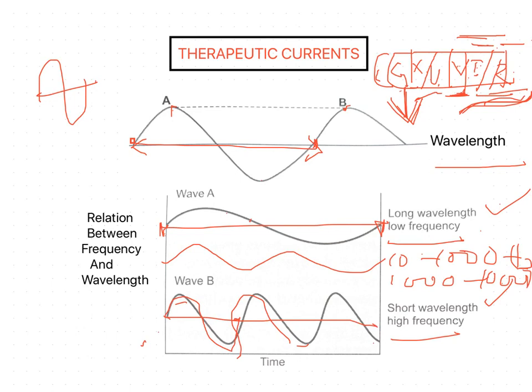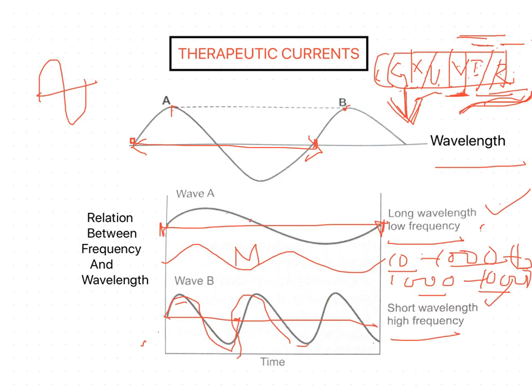So that means in a fixed point, how many waves are formed in low frequency? It may vary from 10 to 1000 hertz, then it is called low frequency. When the occurrence of these waves at a particular point is between 1000 and 10,000, then it becomes medium frequency currents.